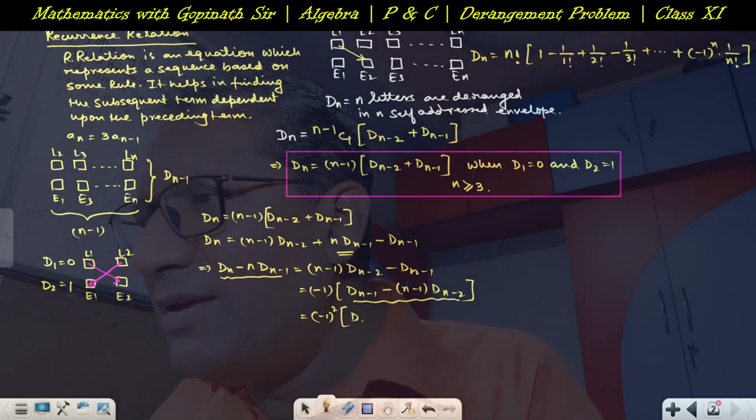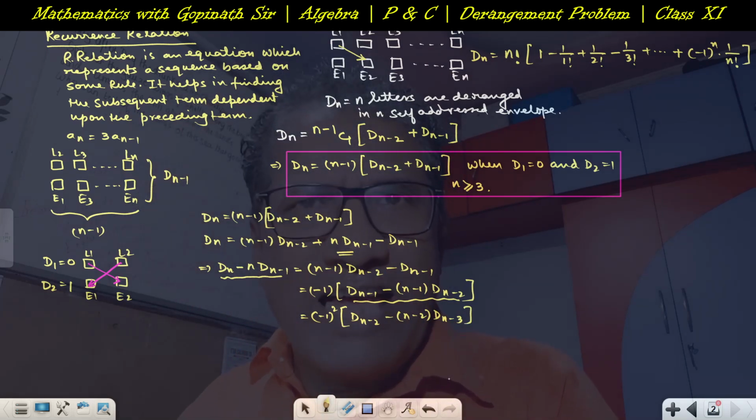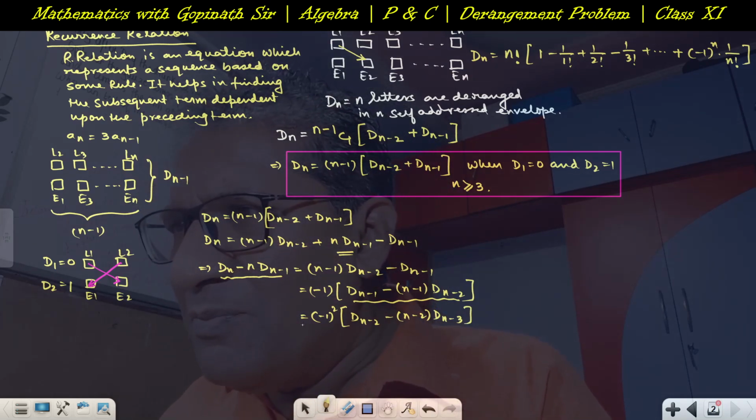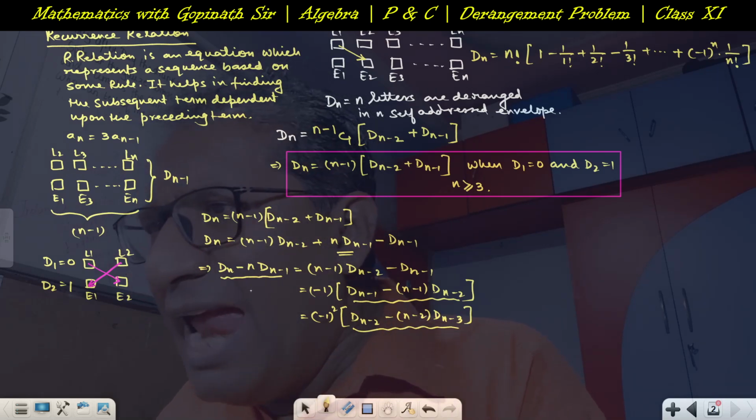It will be n minus 2, n minus 2, n minus 3, and this thing will go on. Tell me yes or no. Again, you see, this one is the same thing. So again, in place of n, I'm writing n minus 2.